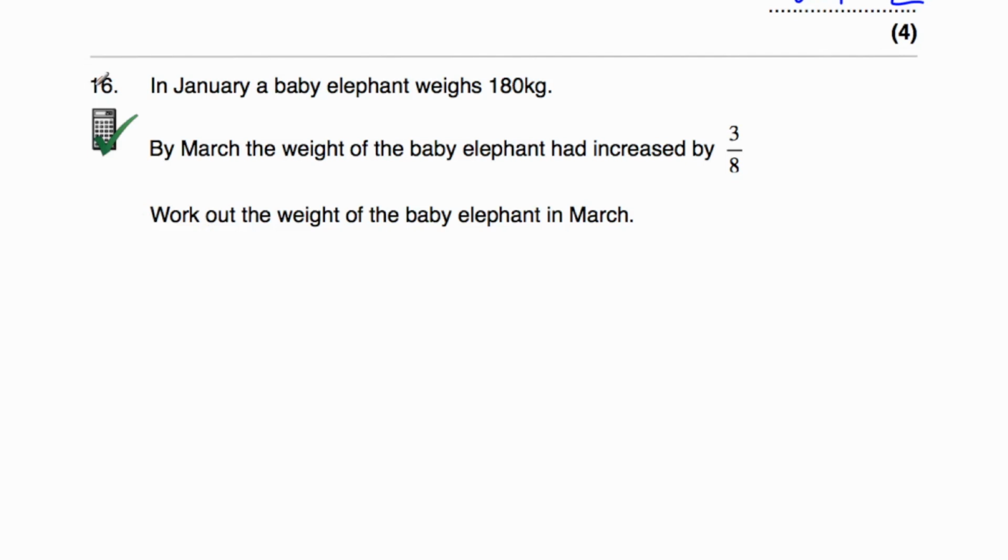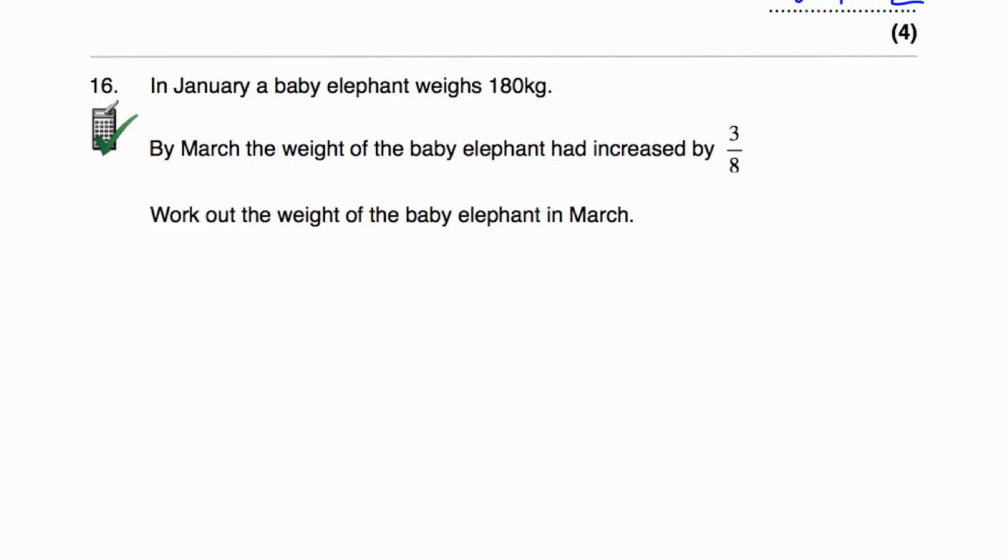Okay, let's have a look at our next question, question number 16. So in question number 16, we're told in January a baby elephant weighs 180 kilograms, and by March the weight of the baby elephant has increased by 3/8. Work out the weight of the baby elephant in March. So we need to increase the weight of the baby elephant by 3/8. So if we can work out 3/8 of 180 kilograms, we can add that on to find out how heavy the baby elephant is in March.